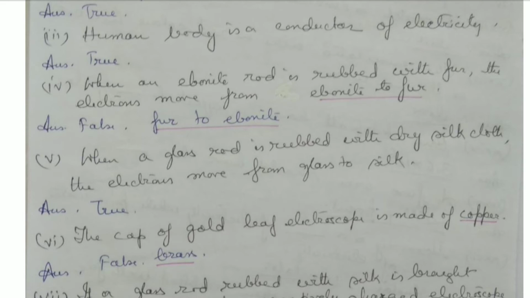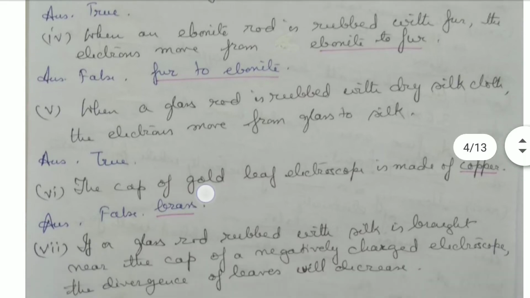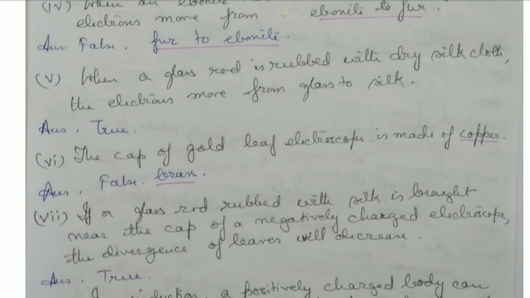No, it's from fur to ebonite, because the ebonite rod becomes negatively charged with an excess of electrons, and therefore the ebonite rod becomes negatively charged and fur becomes positively charged. When a glass rod is rubbed with dry silk cloth, the electrons move from glass to silk. That's why glass becomes positively charged and silk becomes negatively charged.